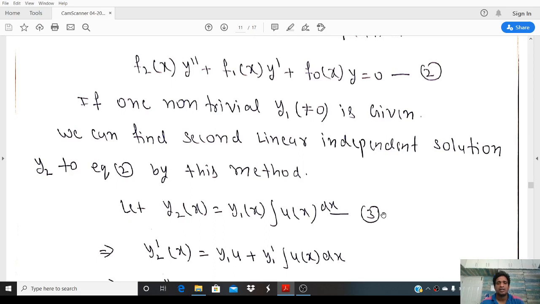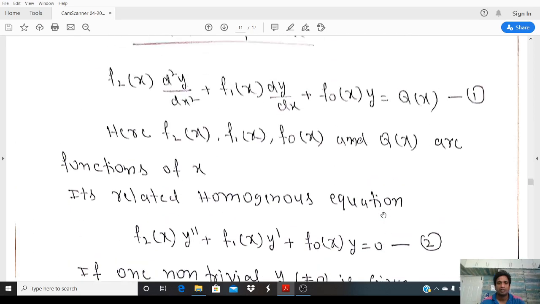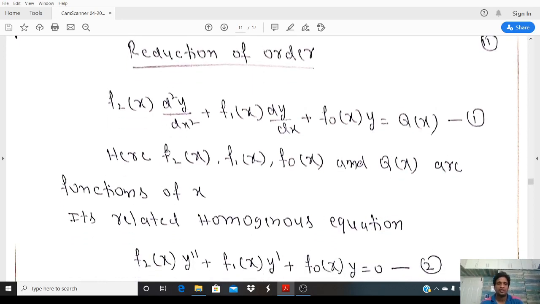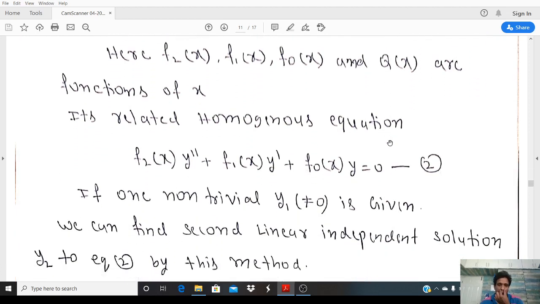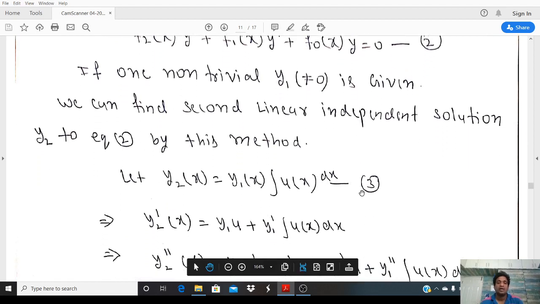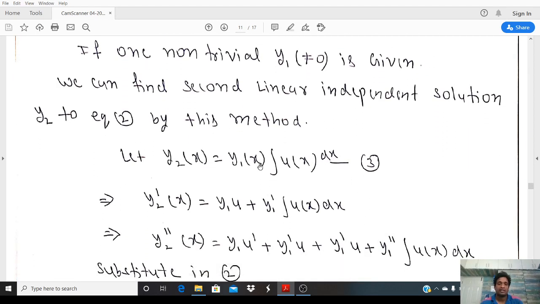Yesterday we discussed the reduction of order method. In that method, suppose the differential equation is in this form and one solution is given, that is y1 of x. Yesterday we proved this. Y1 of x is given. How to find the second solution, y2 of x, by using y1 of x? Y2 of x is equal to y1 of x times the integral of u of x dx.